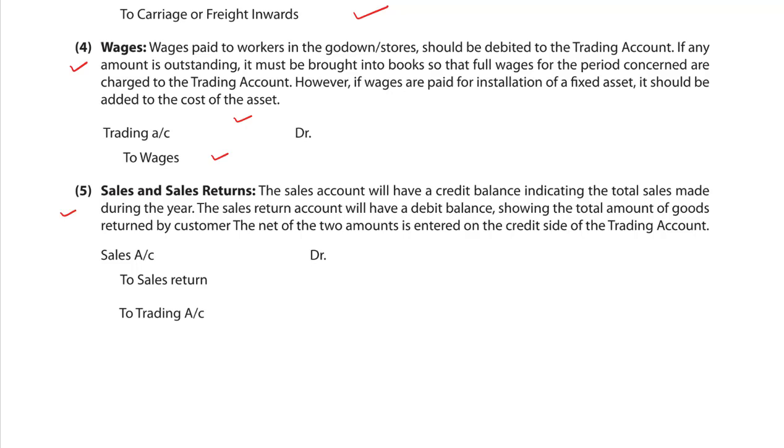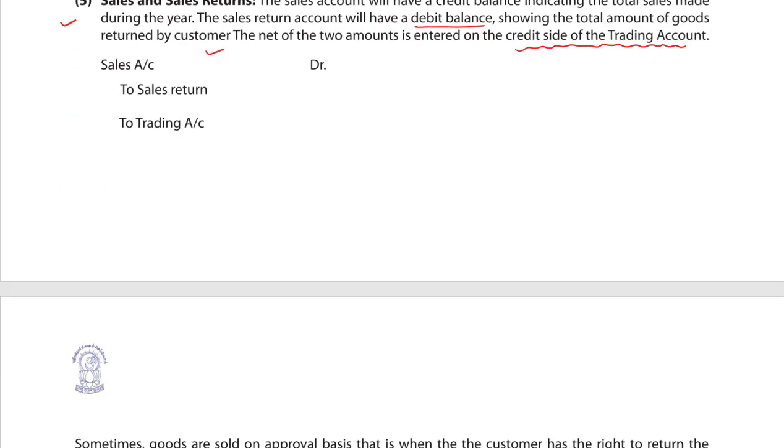Next, sales and sales return account. The sales account will have the credit balance indicating the total sales made during the year. The sales return account will have the debit balance. So the sales return should be deducted from the sales account, showing the total amount of goods returned by the customer. The net of the two accounts is entered on the credit side of the trading account. Sales account debited to sales return account to trading account.